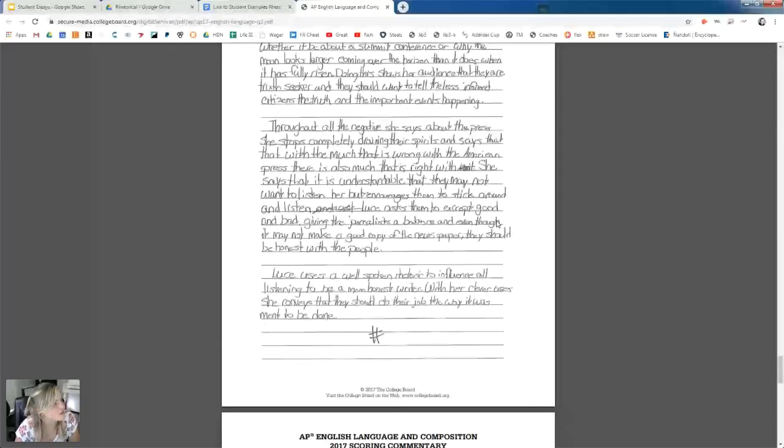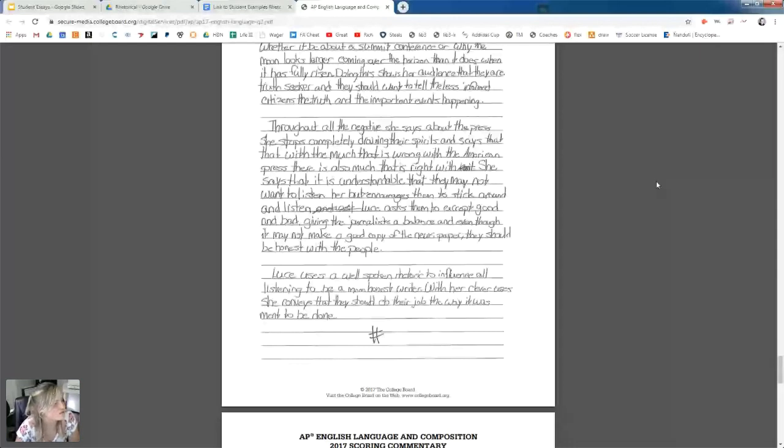Throughout all the negatives she says about the press, she stops completely draining their spirits and says that with as much as wrong with the American press, there's also much right with it. She says that it is understandable that they may not want to listen to her, but encourage them to stick around and listen.